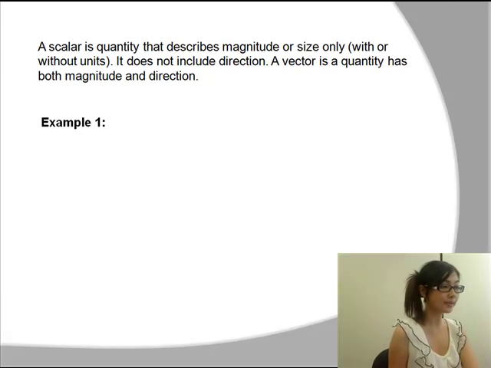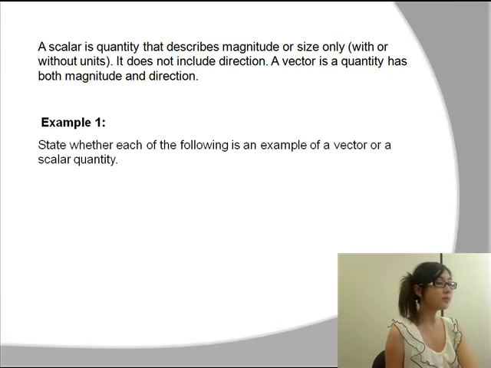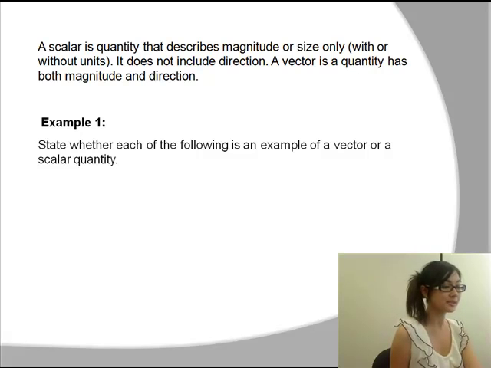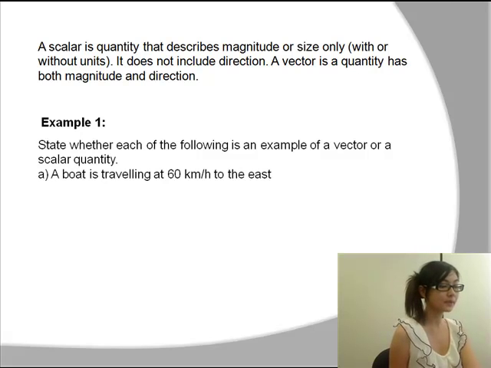So let's take a look at example 1. State whether each of the following is an example of a vector or a scalar quantity. Question A. A boat is traveling at 60 kilometers per hour to the east. This first statement is a vector because not only do we know the speed, which is 60 kilometers per hour, we also know the direction. The direction is to the east.